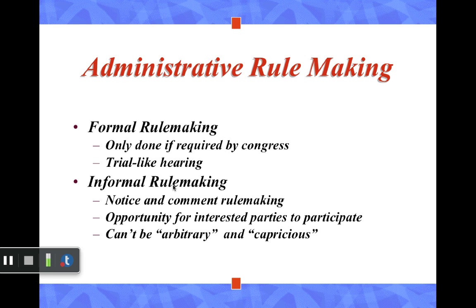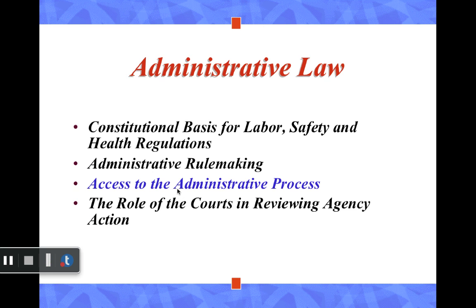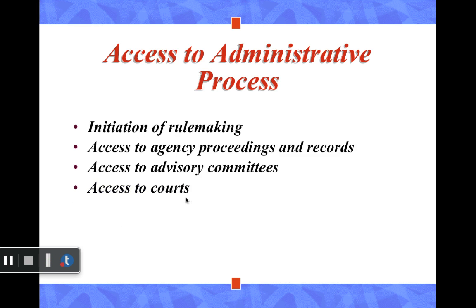If you're going to have a regulation dealing with electric power companies, you don't want only to tell people who work in electric power companies about the proposed regulation. You have to give everybody an opportunity to participate. And if you don't do that, then the new rule can be said to be arbitrary and capricious because individuals were not given an opportunity to provide their opinions.